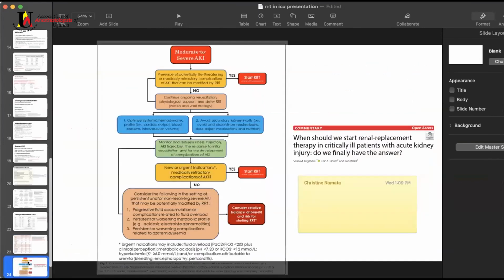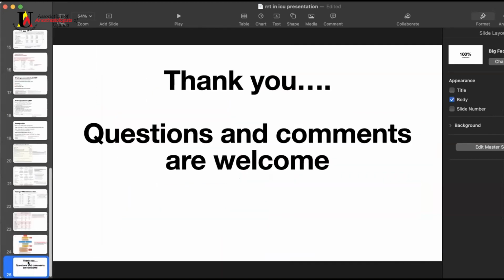So this is a schematic, something to guide you on when we should start renal replacement therapy. It's most of the things we've talked about, so it's just a summary. So thank you very much. Questions and comments are welcome.